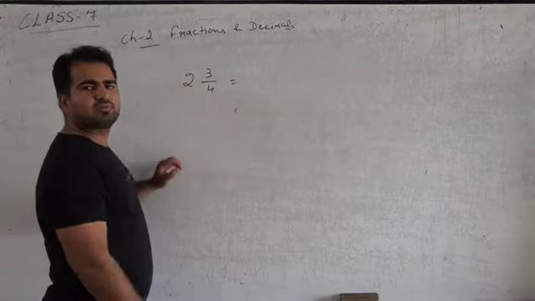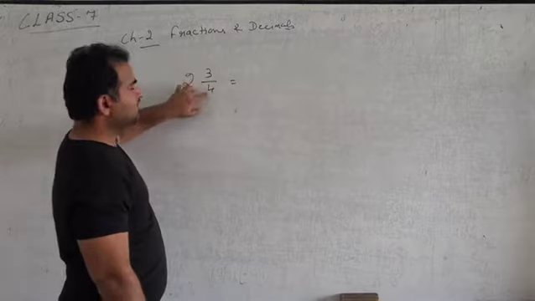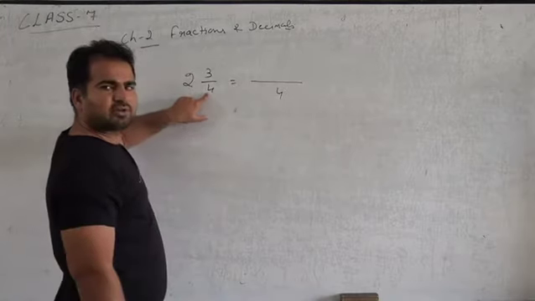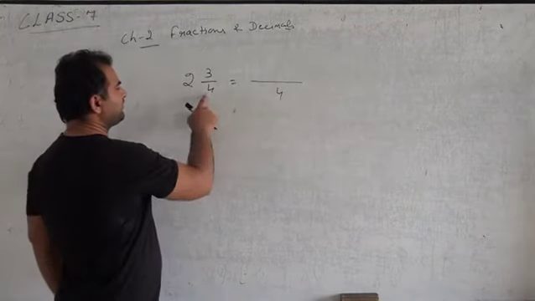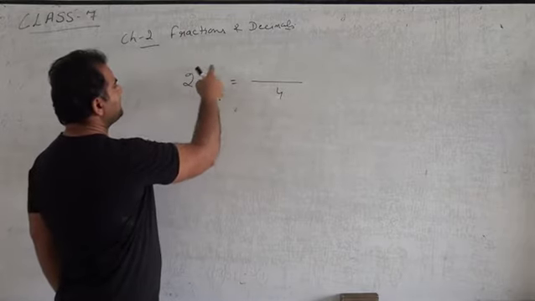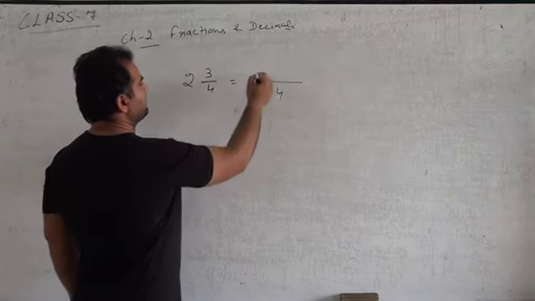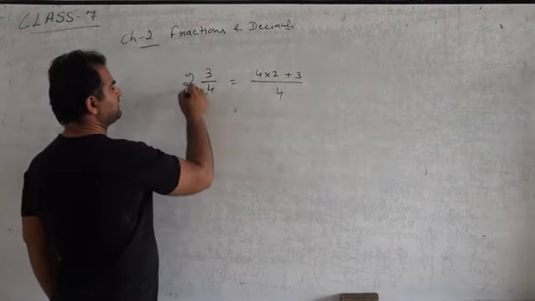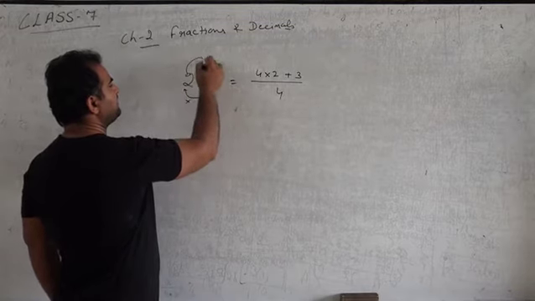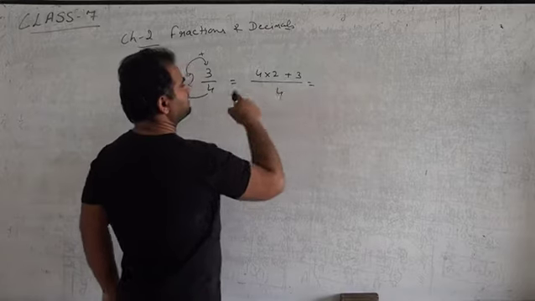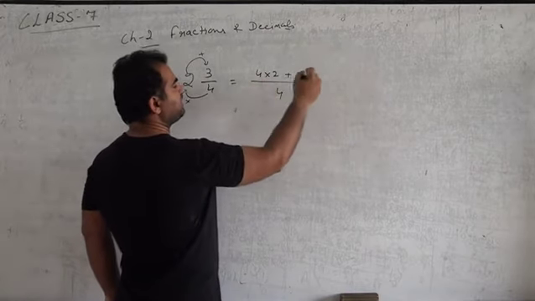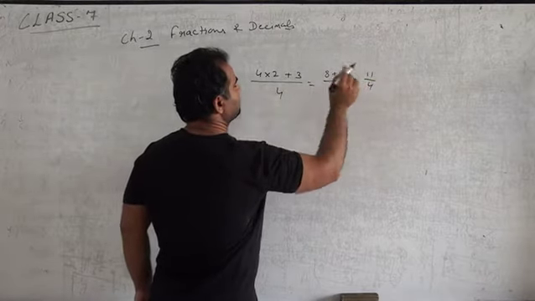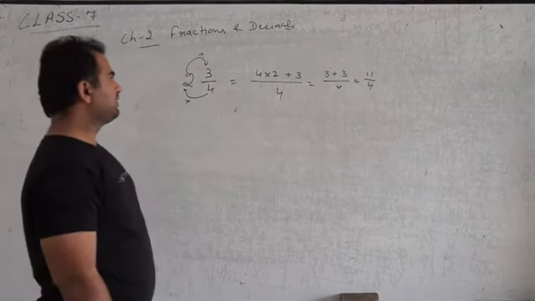Okay. So let's say we have the mixed fraction 2 3 upon 4. We know that 4 is the denominator. What we have to do is multiply the denominator by the whole number and then add the numerator. It will be 4 multiplied by 2 plus 3. First of all, we have to multiply: 4 2s are 8, plus 3 upon 4. It will be 11 upon 4. Done?